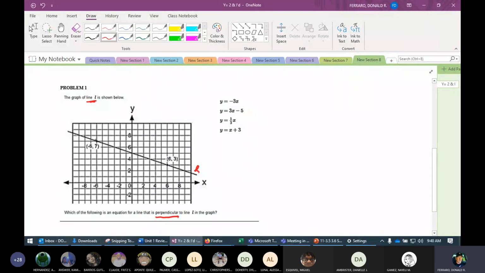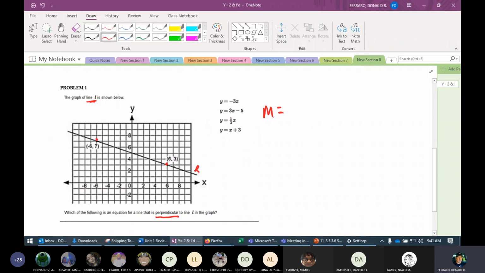And they give us 2 points here. So Danielle, what are the 2 points that they give us? Can you read those? -6 and 7. And what's the other one? 6 and 3. Okay. So I need to figure out what the slope is of this line. Can anybody do that in their head real quick? If you can't, just say no, I don't have a clue.